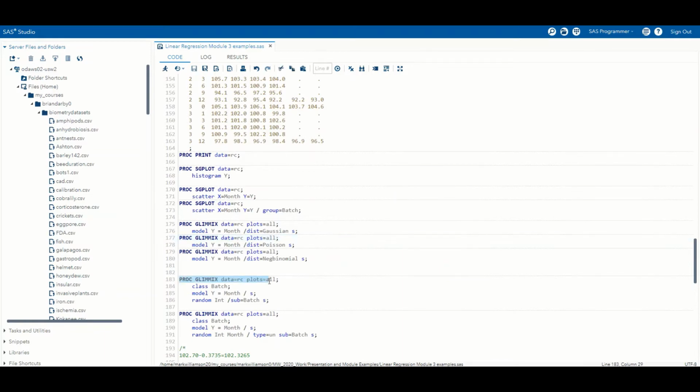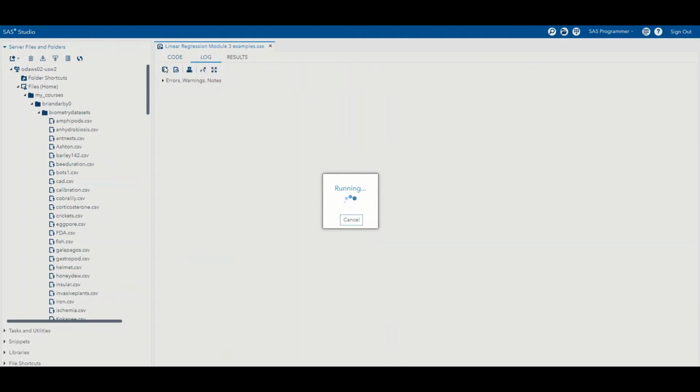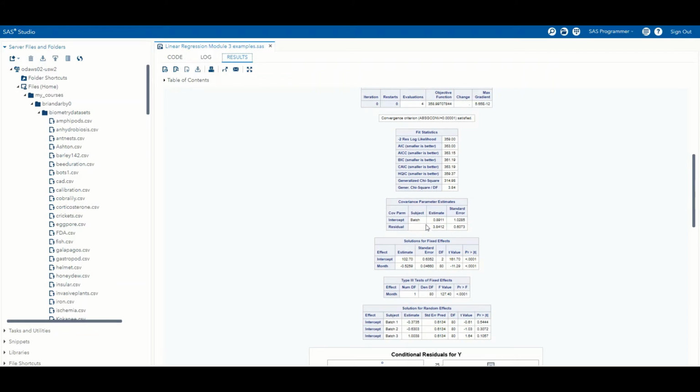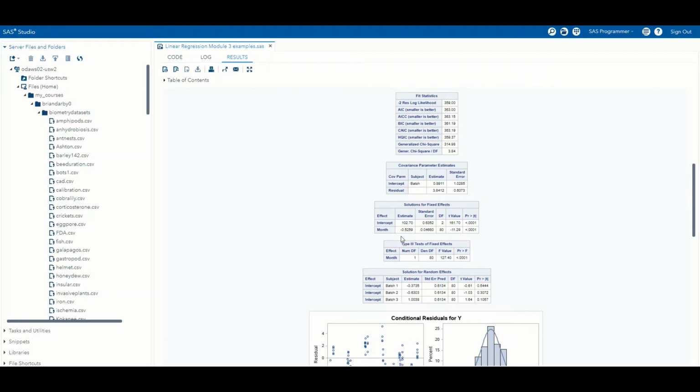Then let's run a plot Glimmix. Now let's add random effects. First of all, let's just do random intercepts. So random int, this is just a shortening for intercept. Y is a function of month. And then our random is batch. And then this S is for solution. So we run this. Looks like batch, based on residual, doesn't have a lot, but does account for some of the randomness. And it looks like month is significant.